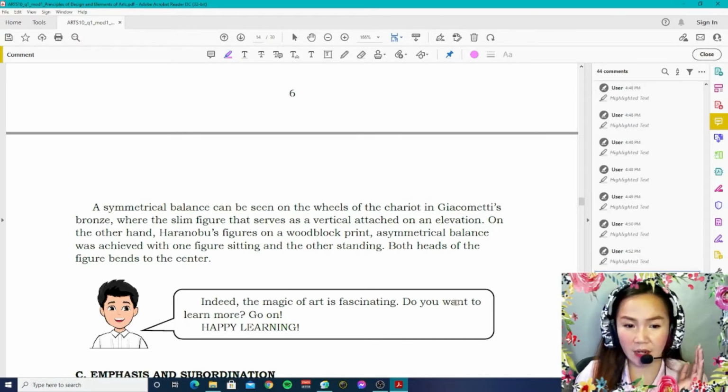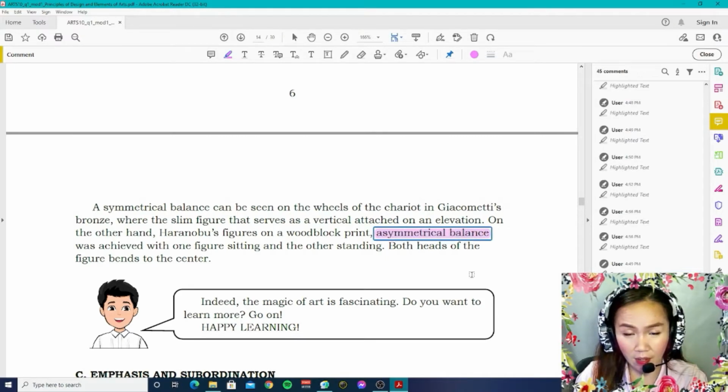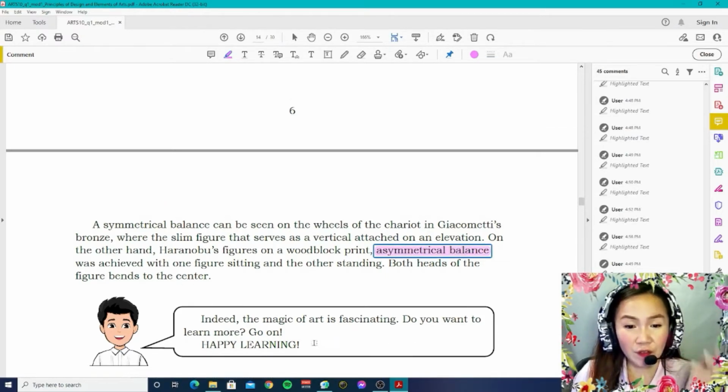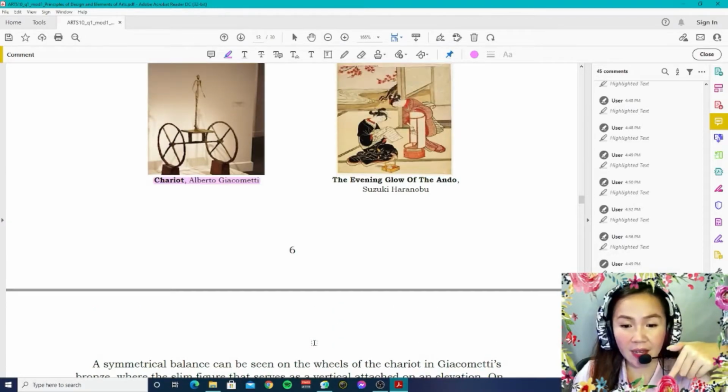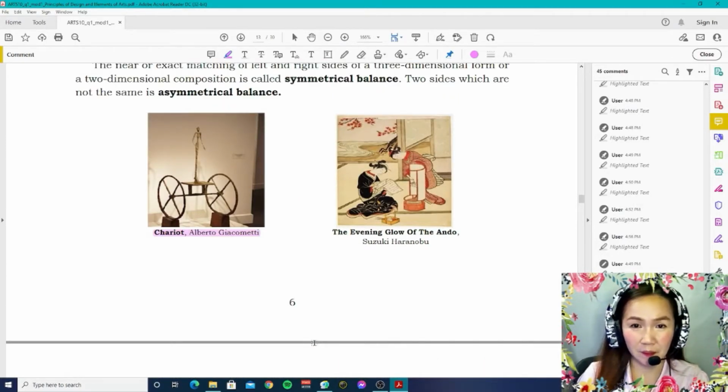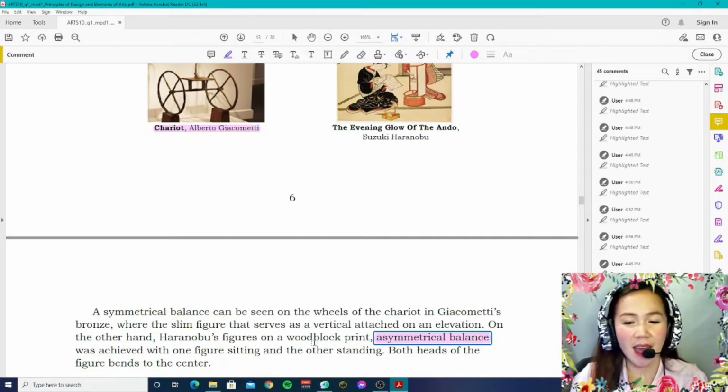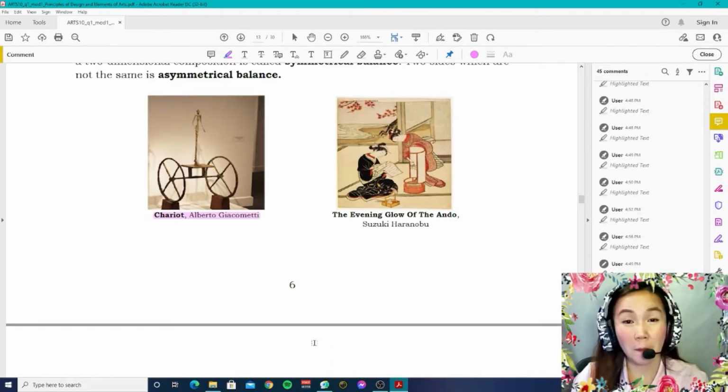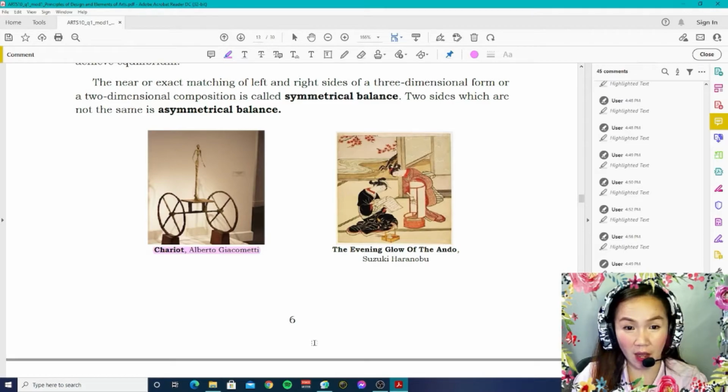On the other hand, in Harunobu's figures on a woodblock print, asymmetrical balance was achieved, okay, with one figure sitting and the other standing. Kita nyo, balanse pa rin. Meron sa kanan at kaliwa. Pero, yung isa ay sitting, yung isa ay standing. Shortened yung isa, elongated yung isa. Okay? And both heads of the figures bend to the center. Balanse pa rin siya. Okay?